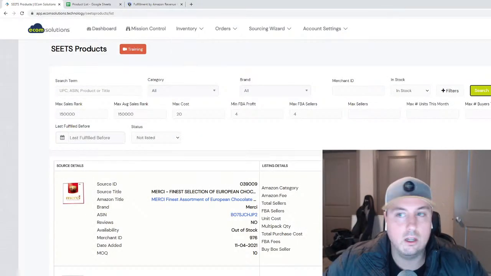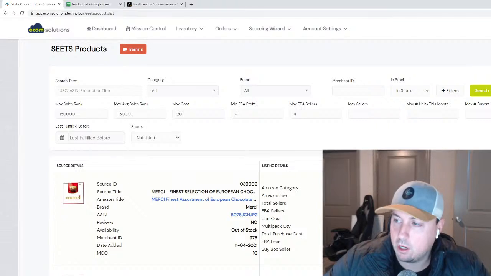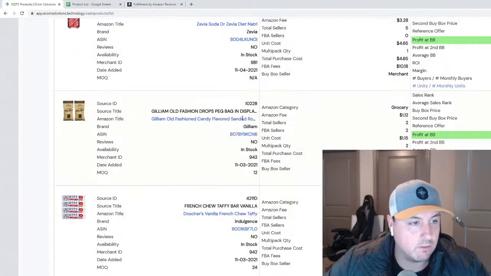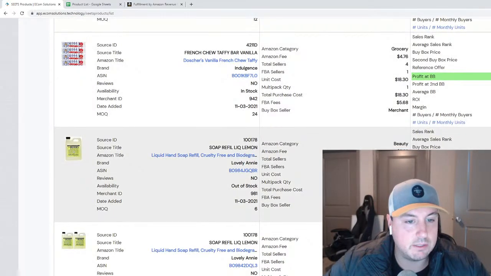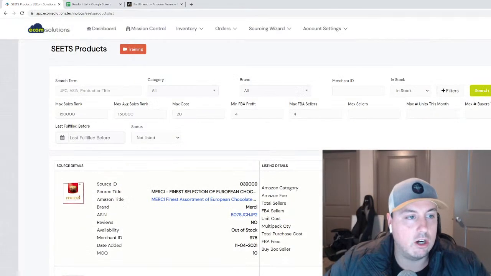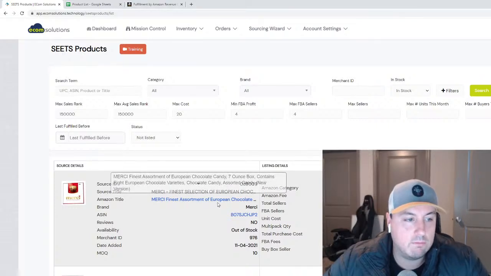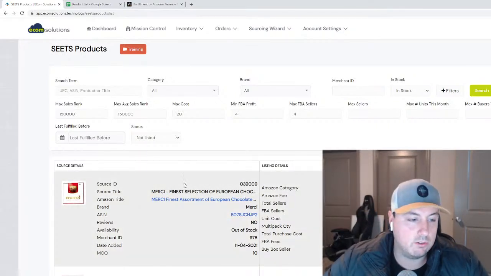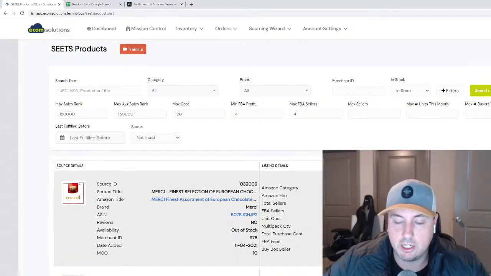All right. Cool. So we found 291 products that we're able to look at here. And again, most of them look like they're going to be food items. Let's just start with the top one. Why not? I might as well go over each one individually and show you how I look at it. All right, so I'm looking at the sales rank.